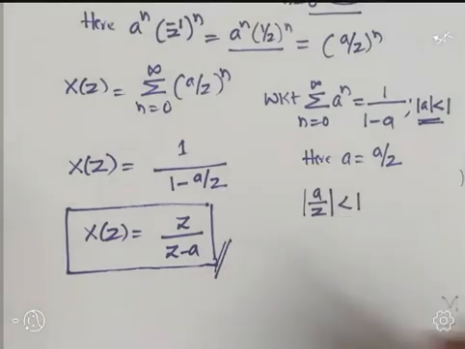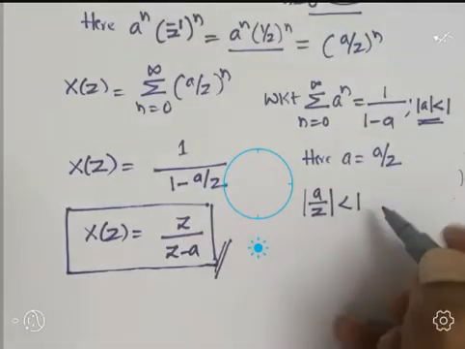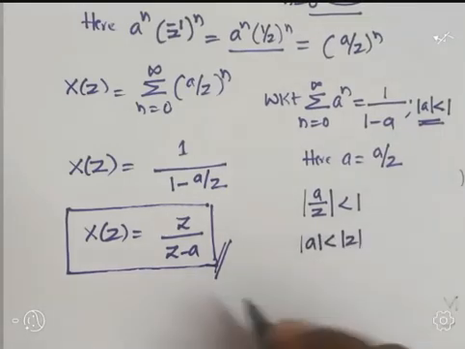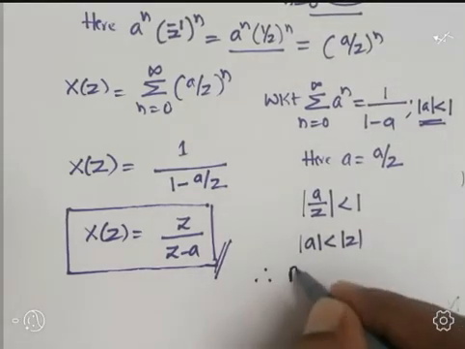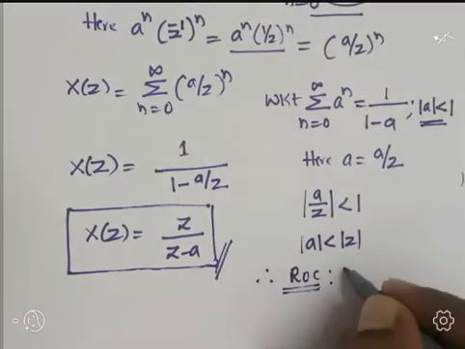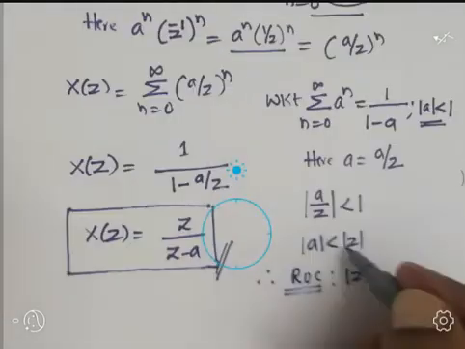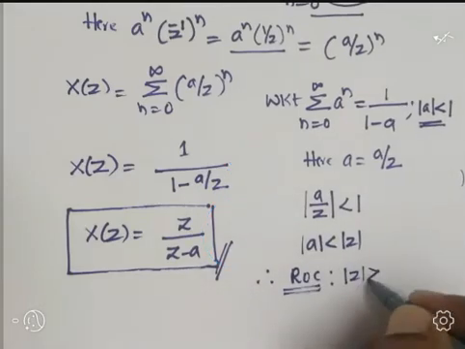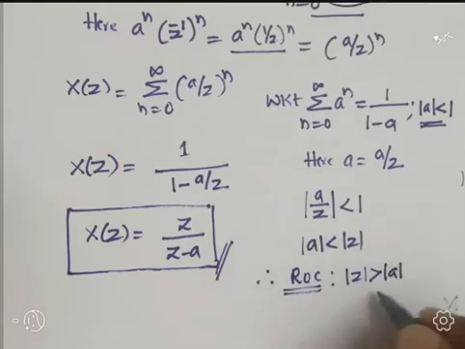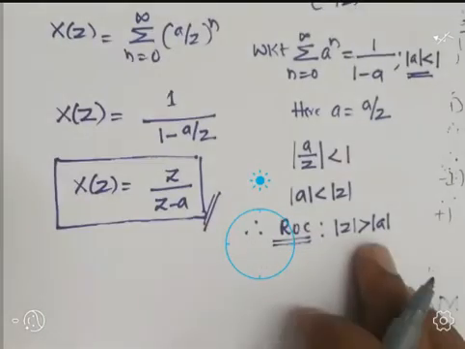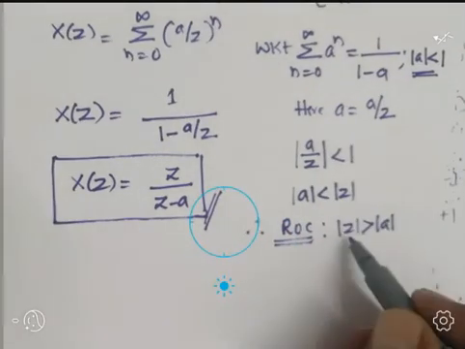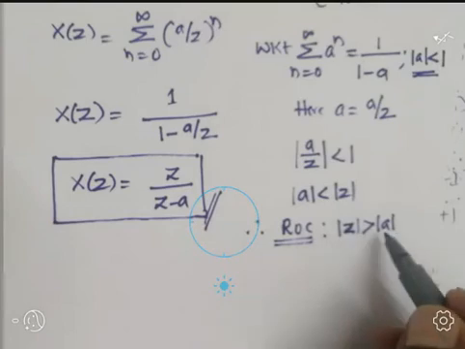Hence, if you take z to the other side, we can write mod of a is less than mod of z. Hence ROC is what? ROC we can write as mod of z is greater than mod of a. This is our ROC. So from this condition we can tell that ROC lies in the z plane outside the circle of radius a.